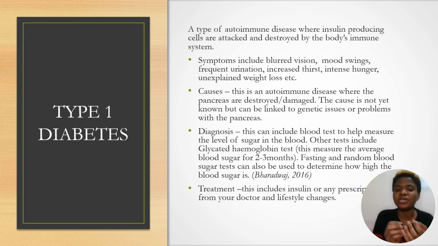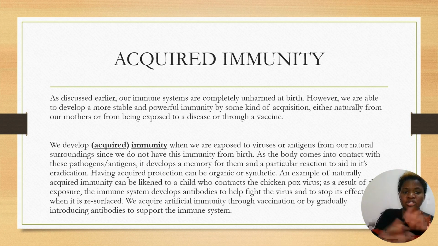Diagnosis. This can include blood tests to help measure the level of sugar in the blood. Other tests include the glycated hemoglobin test. I have no idea if I pronounced that right. It is used to measure your blood sugar within the past 2 to 3 months. And then fasting and random blood sugar tests just to check how high it is. For the treatment, doctors recommend insulin, and then a lifestyle change to improve your lifestyle.